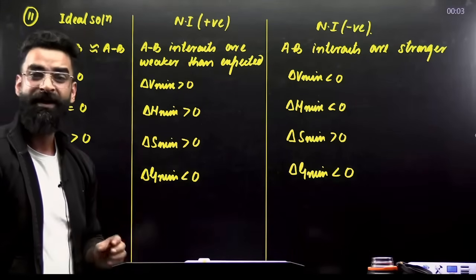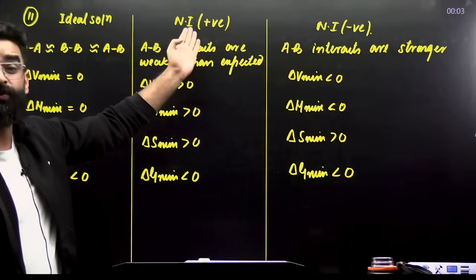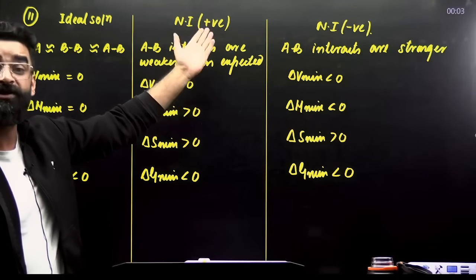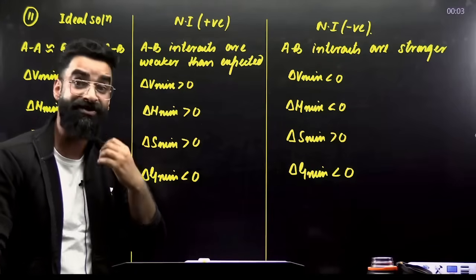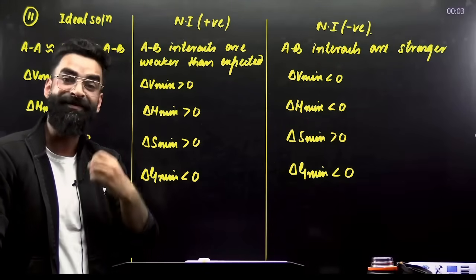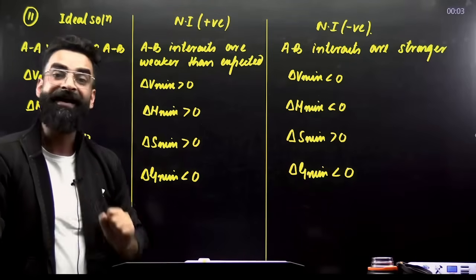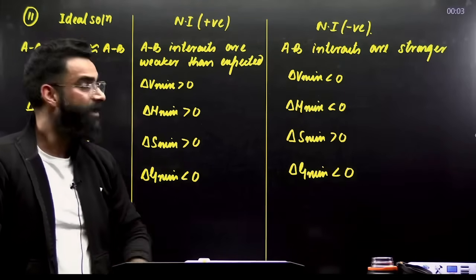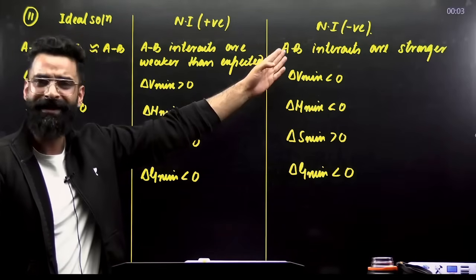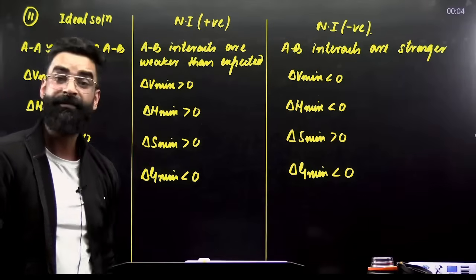Remember those examples. Which solution shows non-ideal deviation? Which solution is there that is basically non-ideal and at the same time shows positive deviation? Perfect. Which solution is there which is technically non-ideal showing negative deviation? So there are a few examples which you have to remember.